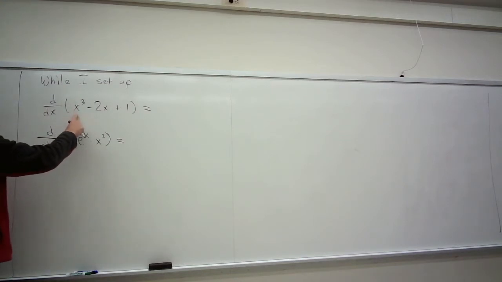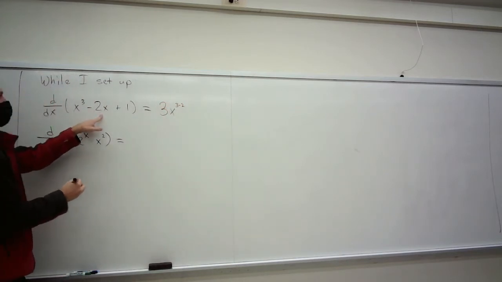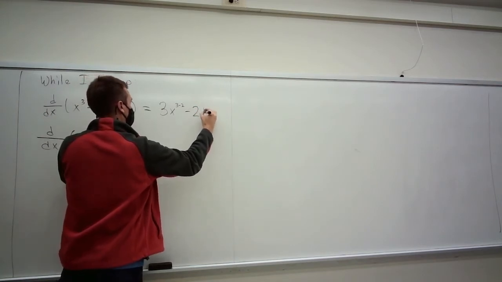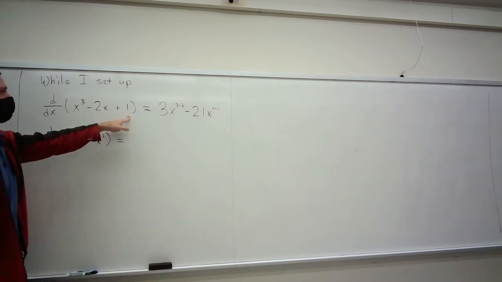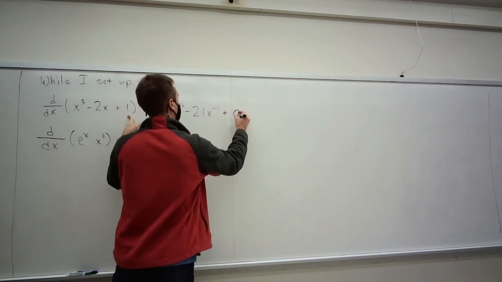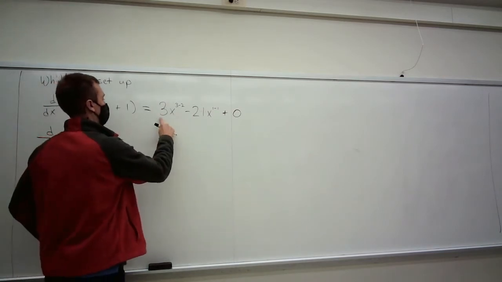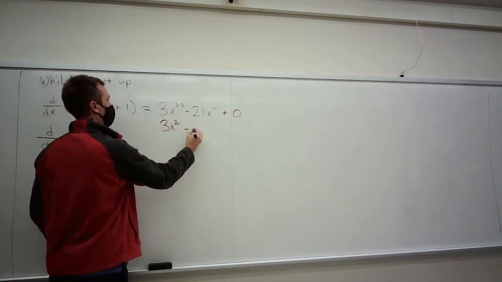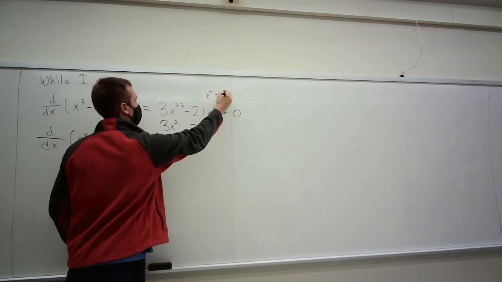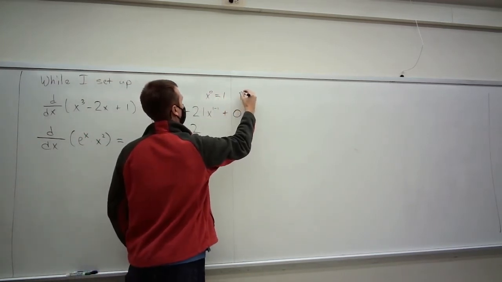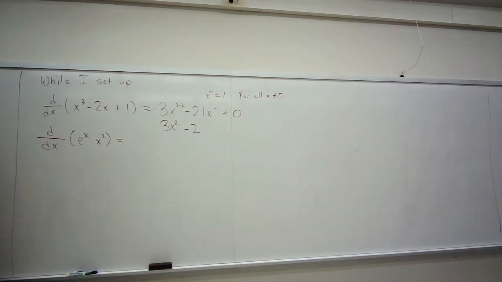So we've got x cubed that we can take the derivative of using the power rule. We've got negative 2x, which we can also take the derivative of using the power rule. Now, I guess we can take the derivative of this using the power rule, but it's a constant, so we'll just remember that that's 0. So this just gives us 3x squared minus 2x to the 0th, and x to the 0th is equal to 1 for all x not equal to 0. We'll remember that. And plus 0, so that's the derivative.